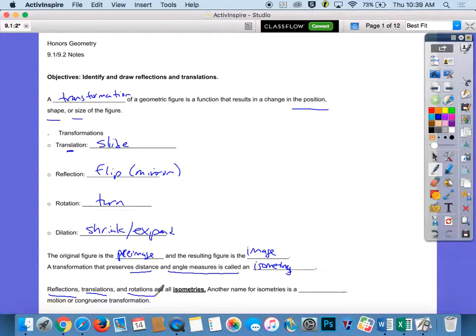Reflections, translations, and rotations are all isometries, all right, because of the fact that they preserve the shape and the size of the figure. A dilation is not, because of the fact that it's going to shrink or expand it. Those shapes are going to be similar, but they're not congruent. Okay, so all these guys right here are isometries. Another name for them is a rigid motion. You can think rigid as in firm. And they're all congruence transformations. So this is the terminology that we used before, congruence, because they stay congruent. When you slide something, it stays congruent. It just changes the position.